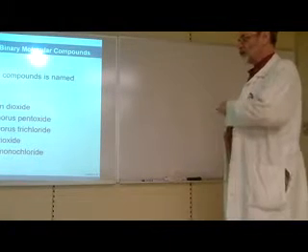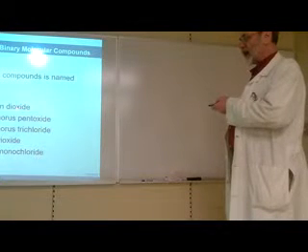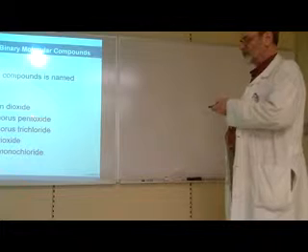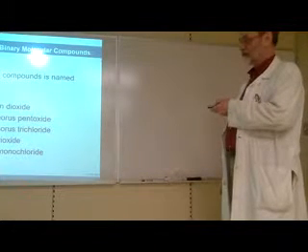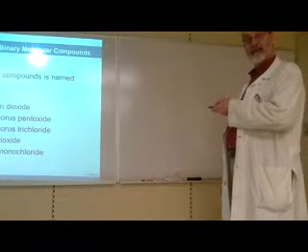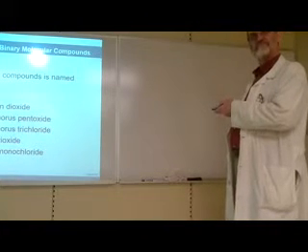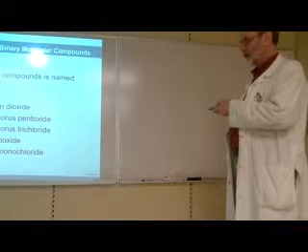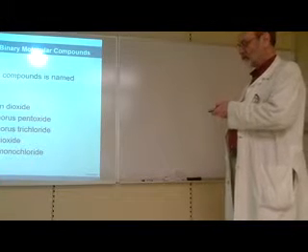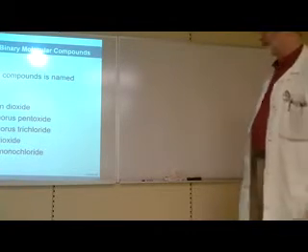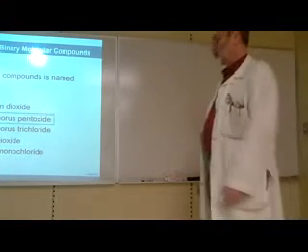So let's see if these are named correctly. Nitrogen dioxide, yep. Phosphorus pentoxide. That's wrong, right? You got two of them. So it means diphosphorus pentoxide. How about phosphorus trichloride? That looks good. Sulfur trioxide. That looks good. Iodine monochloride. That looks good too. So the only one that's wrong is that one.